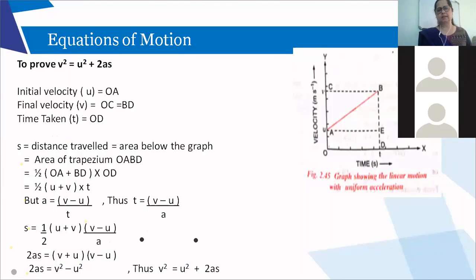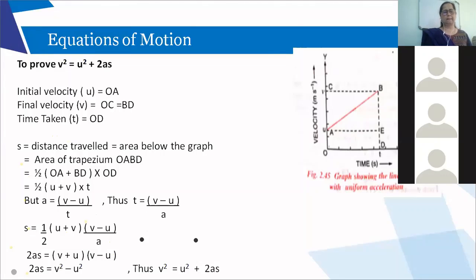Did you get that equation that we are trying to prove? Yes, V square equal to U square plus 2AS. Ma'am, I didn't understand the last part. Yeah, again I'll explain, don't worry.